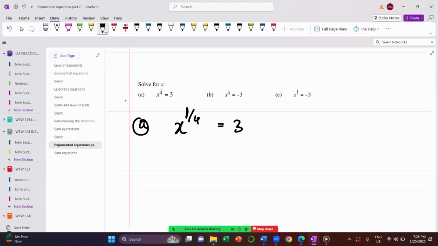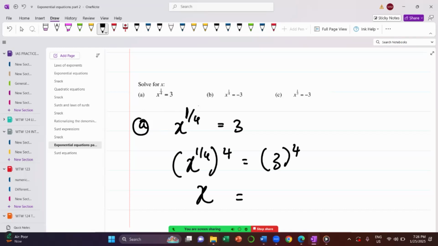So I have x to the exponent of 1 over 4. I want to cancel this 1 over 4. So I can take x to the exponent of 1 over 4, all to the exponent of what? 4. And on the other side, I'm going to have 3 to the exponent of what? 4. So that this 1 over 4 and this 4 can cancel each other out. Because I'm going to have x now equal to 3 to the exponent of 4, which is how much? It's 81. So you guys see, the trick is to make the exponents cancel each other out.